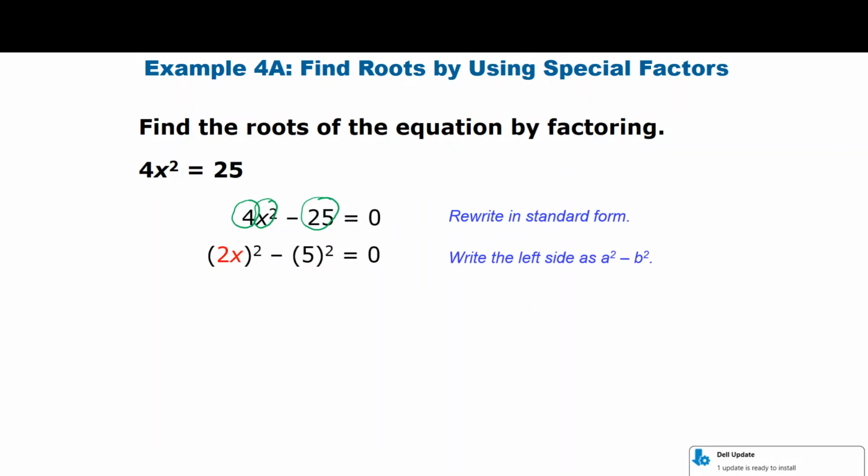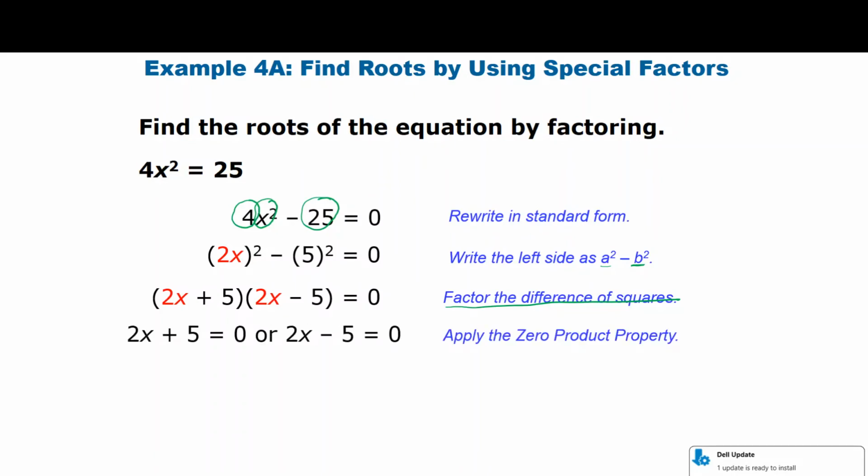So I'm going to write the left side as a squared and the right side as b squared. So I see that this is 2x squared minus 5 squared. And now I can just factor the difference of the squares. So it's 2x plus 5 times 2x minus 5. So now all I have to do is use my zero product property. Remember, that tells me that 2x plus 5 is going to equal 0, or 2x minus 5 is going to equal 0. I just want to do this one out by hand just a little bit so you can remember, if I have 2x plus 5 equals 0 and I want to solve for my x, I can divide both sides.